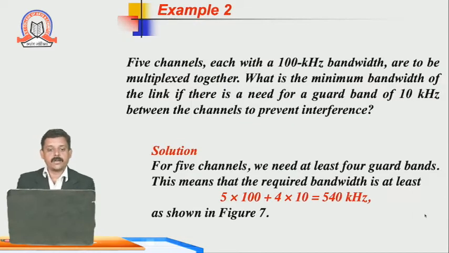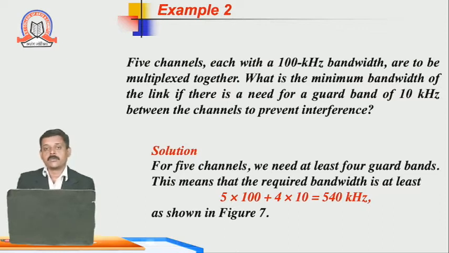Let's consider one more example. We have 5 channels, each with 100 kilohertz bandwidth, to be multiplexed together. Now we are going to multiplex these 5 channels. What is the minimum bandwidth of the link if there is a need for a guard band of 10 kilohertz between the channels to prevent interference?